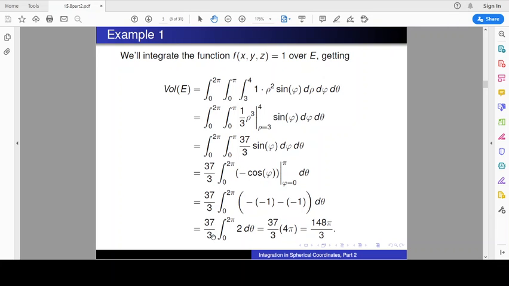So we get 37 over 3 times the integral from 0 to 2 pi of 2 with respect to theta. And since there's no thetas in what we're integrating, we're just going to slap a theta on and evaluate it at 2 pi. So in effect, what we get is 37 over 3 times 4 pi, which is 148 pi over 3, as we'd expected. So that wasn't so bad.